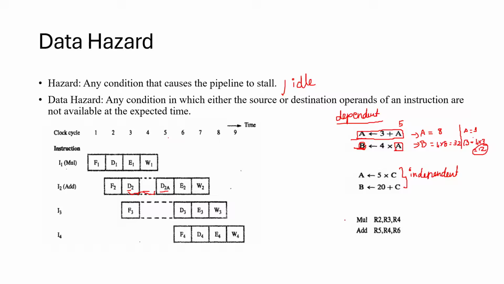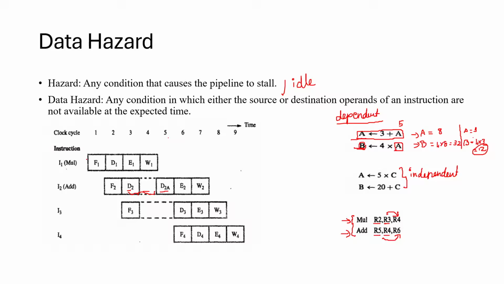Now see these two instructions. Multiply the value which is available in the register R2, R3 and store the result into register R4. That is the first instruction. The second instruction is add the value which is there in the registers R5 and R4 and store the result back into the register R6. Now you take these two instructions and map here.